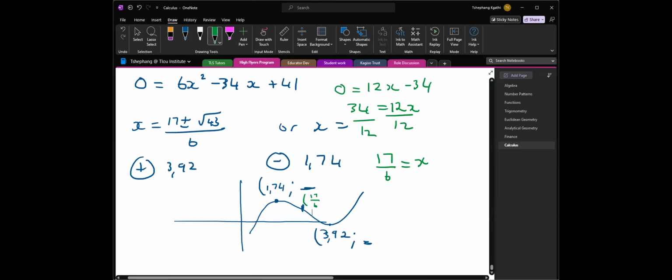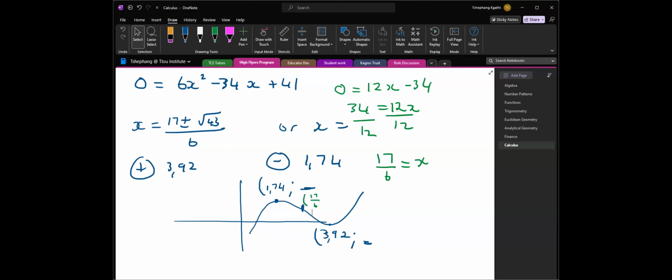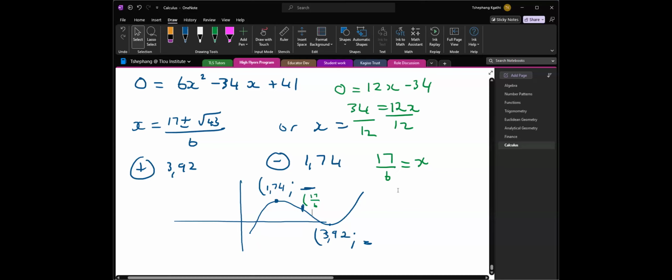I'm hoping that makes sense. If you didn't know how to sketch, from here it should be quite easy and clear for you guys to do. Okay, I'm not seeing any questions in the chat. I think we are all fine.